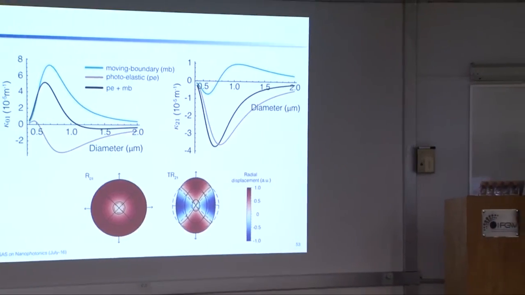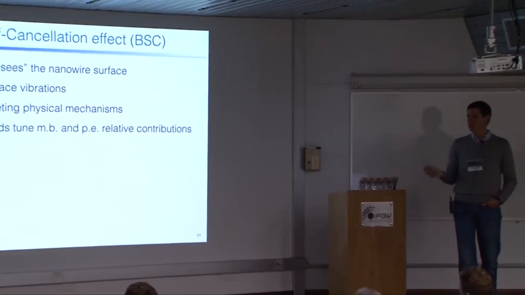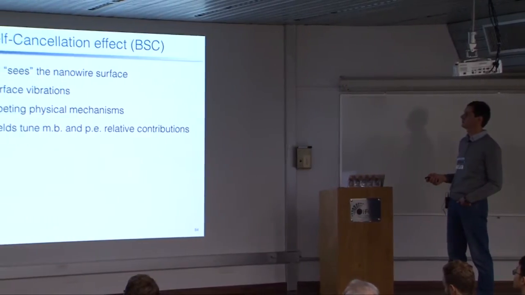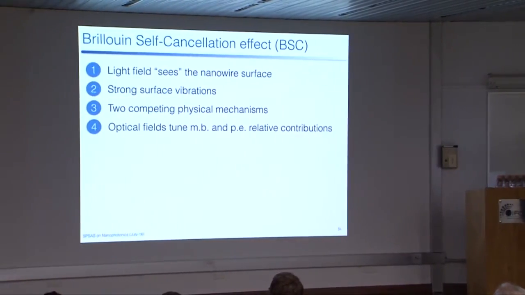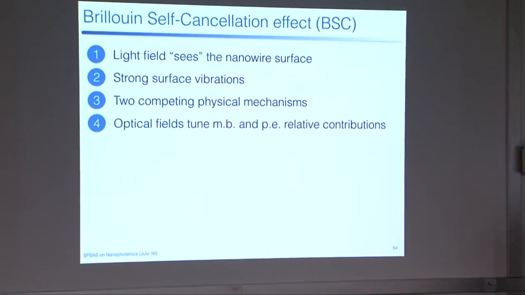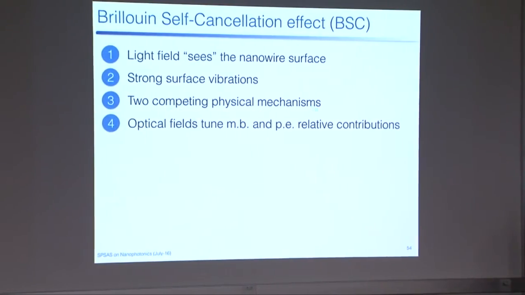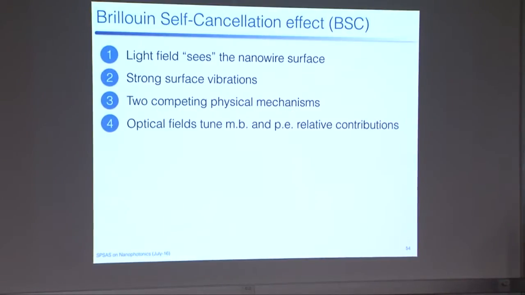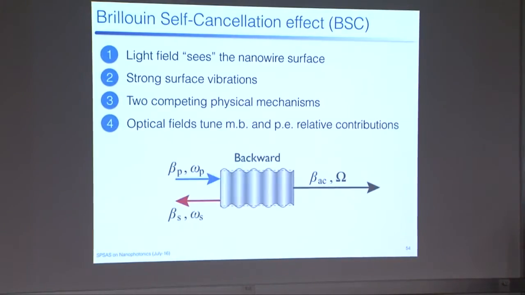Okay, so in order to see the cancellation, that's what should happen, right? We need to have field on the surface. We need to have surface vibration. If the surface is there but the acoustic profile does not make it move, then it doesn't matter. And then the two competing mechanisms. So you need to have the average photoelastic and the average moving boundary opposite signs. And then tune their contributions by the field. If that all happens, we should not see scattering. Again, notice that phase matching is satisfied. They're both overlapping, and so on. Each individual mechanism is strong, but then they will cancel out.